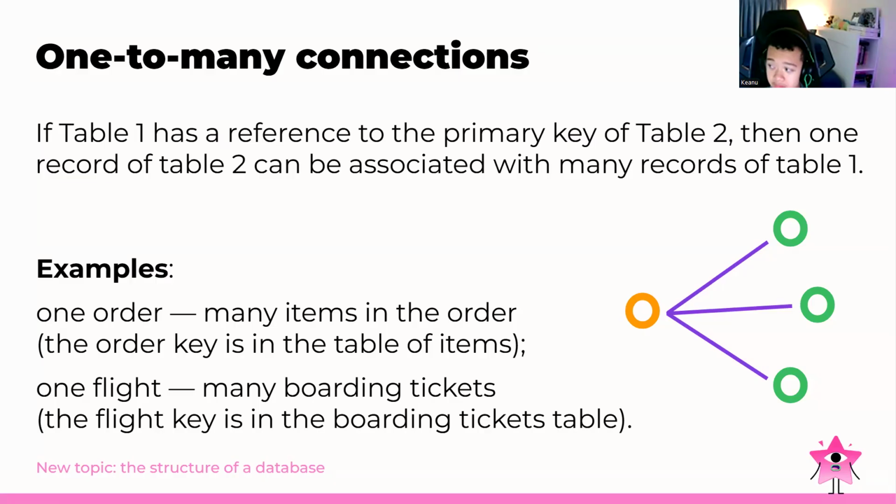For example, if you order something at a restaurant, you can order five different foods in one order only, right? Yes. So the order key is the table of the items. And for one flight, we also have many boarding tickets. The flight key is the boarding ticket table. Okay, I get it.